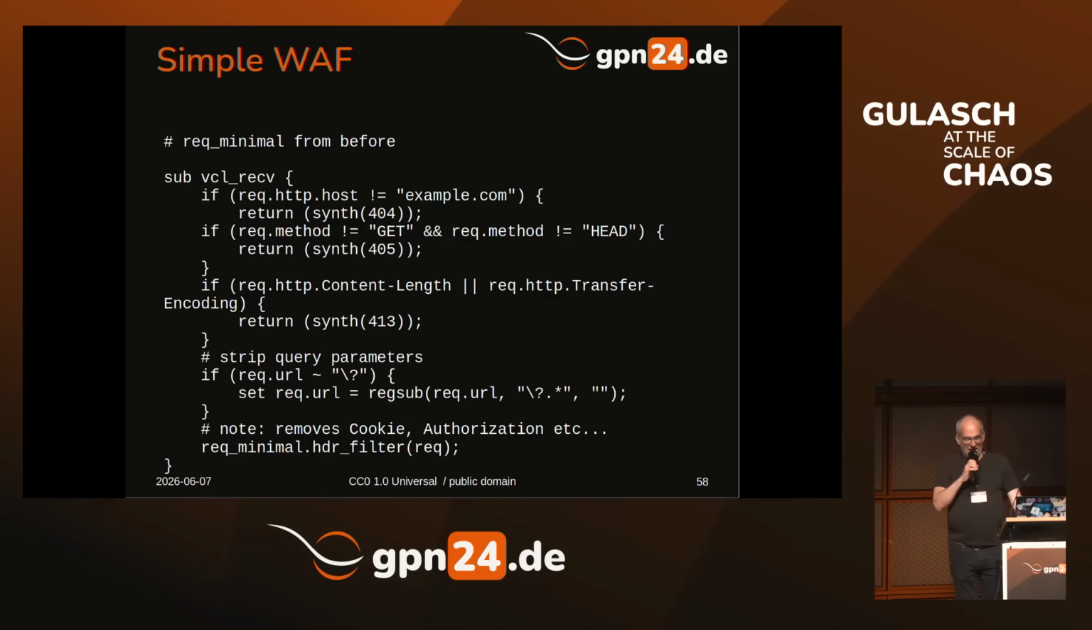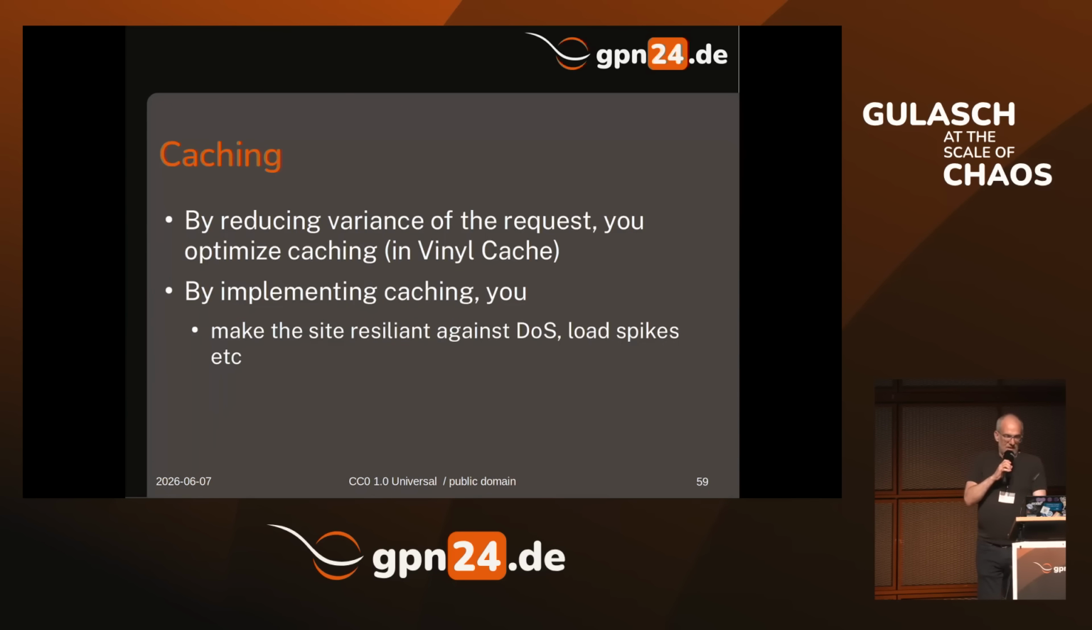So last thing for today, I was originally planning to make this more elaborate, but I wanted to have a little bit of room for questions. So I'm only going to hint at this again. I already mentioned it before. By reducing the variance of the request in such a way, you also optimize for caching. And caching is kind of also a WAF. It's not really a WAF in what it does, but it's also a WAF in that it keeps the problems away.